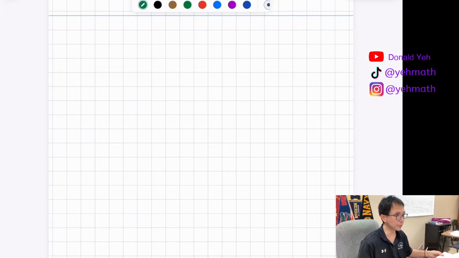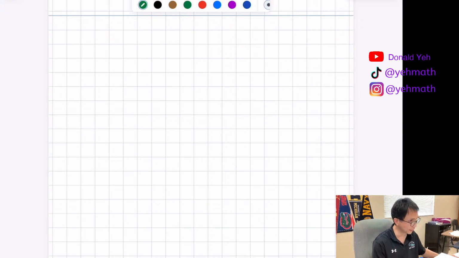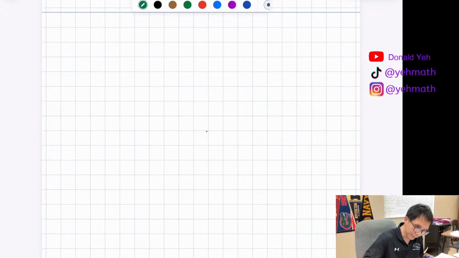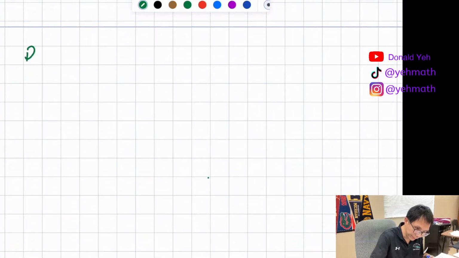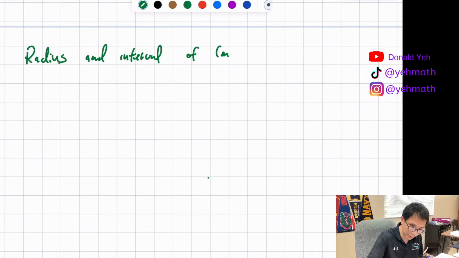What we're gonna do is go through all the stuff. Last period we tried to explain the radius and interval of convergence. We are gonna stick with the same test, which is the ratio test.